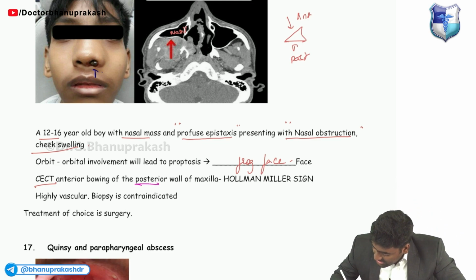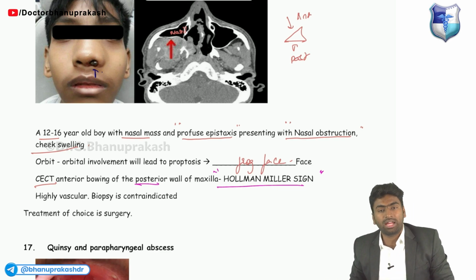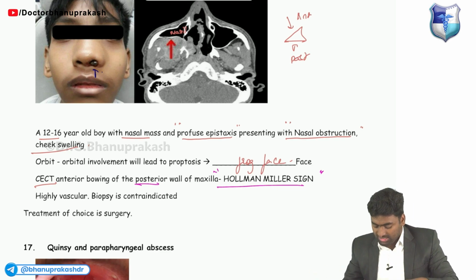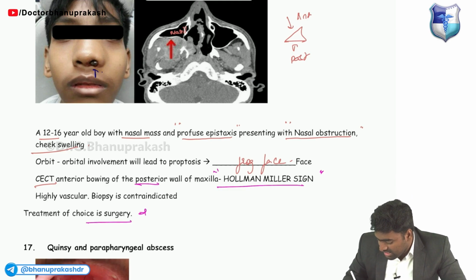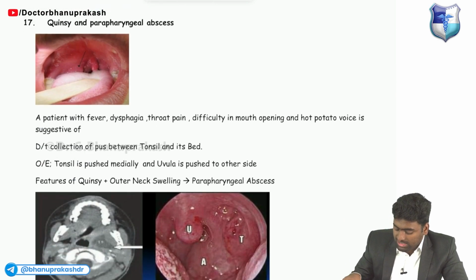And this is known as Holman-Miller sign. It is known as Holman-Miller sign. And the treatment of choice is surgery. Fine. And next, we'll move on to the peritonsillar abscess.